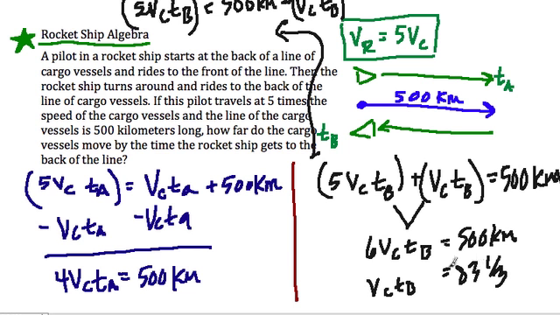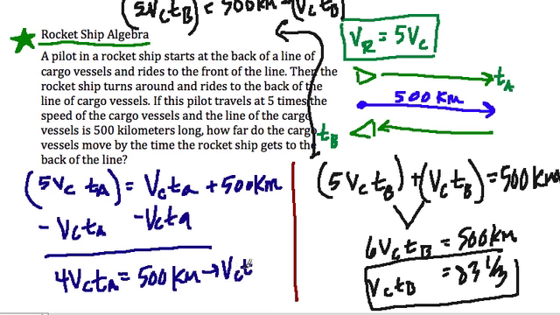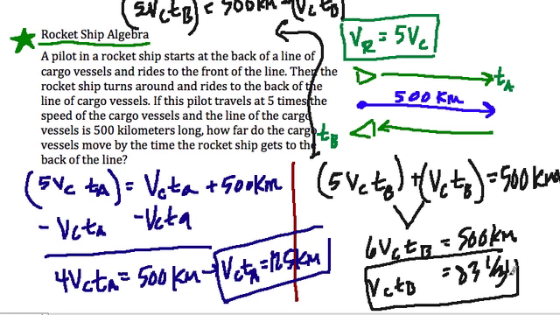So now we're almost done here. I should just go back. We have this, and this we can simplify. Right? I want to divide both sides by 4, and I'll get the velocity times TA will equal 125, and this is in kilometers. And here, this is also in kilometers.